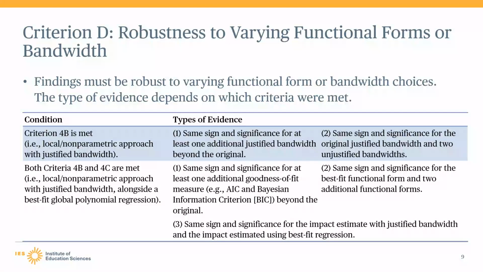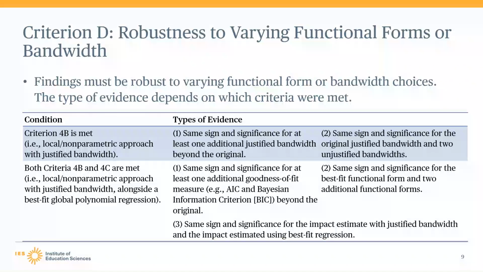If a study satisfies RDD criterion 4B, the other way that a study can satisfy 4D is if the sign and significance of impact estimates is the same for the original justified bandwidth and two additional bandwidths that are not justified. As we have discussed, some studies may not estimate intervention impacts within a justified bandwidth, but instead may use best fit regression modeling approaches, such as global polynomial regression approaches, or they may use some other local approach with an unjustified bandwidth.